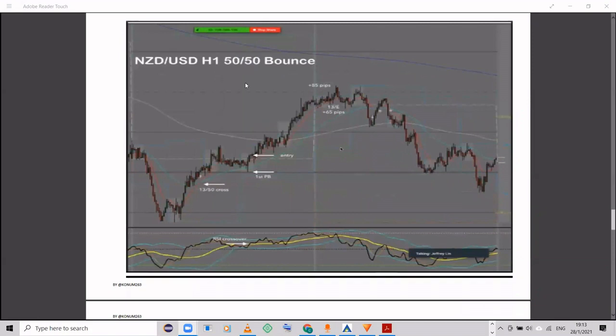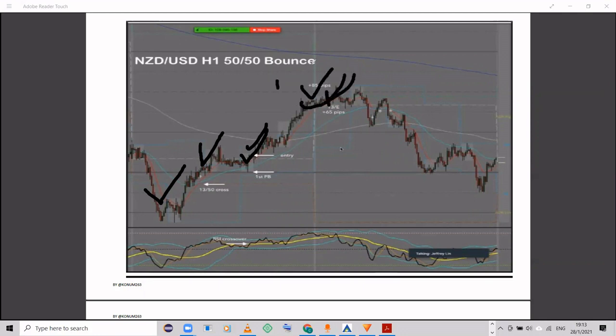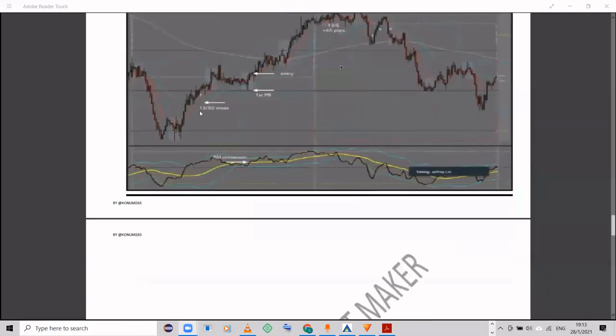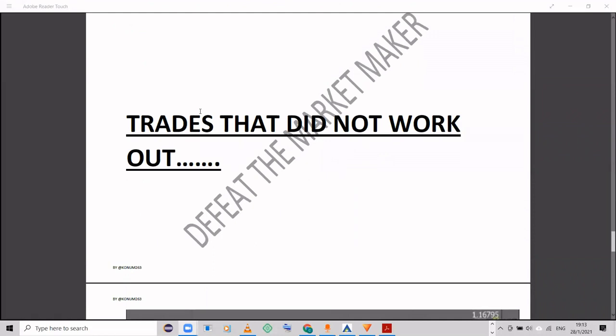First things first, let's tick anchor, 1350, first pullback entry. Our ticks are in place, then the other tick, profit. Let's continue. Trades that did not work out.